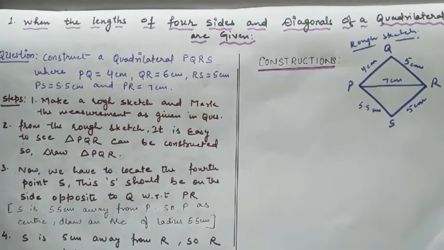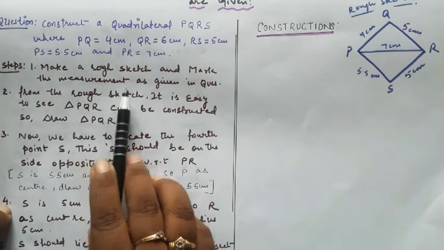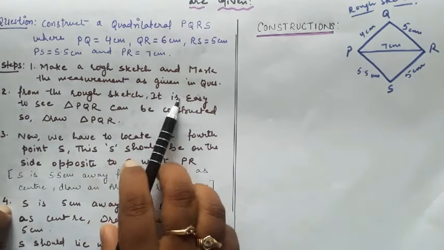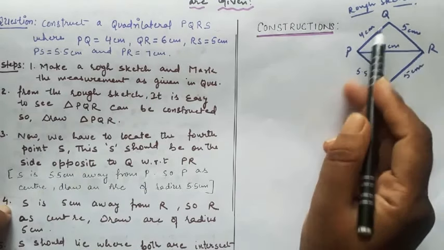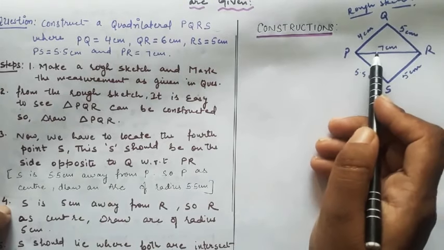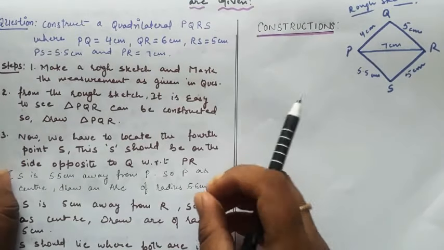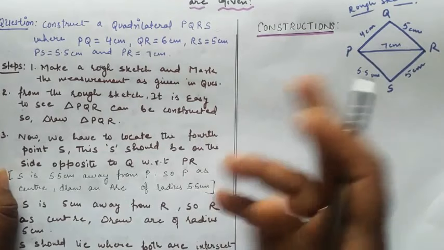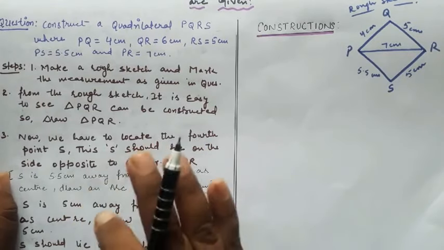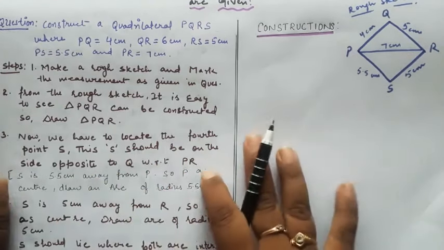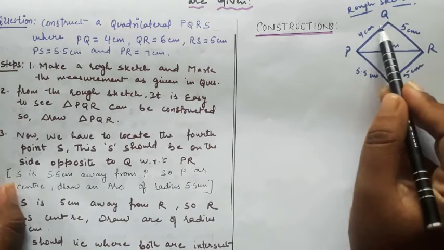Now let's move to the second step. From the rough sketch, it is very easy to see that triangle PQR is in the form of triple S, that is side, side, side, so it is quite easy for us to construct. As in class 7, it has been taught how to construct a triple S condition triangle. If you don't know, no need to worry, I am just explaining it again. First of all, we will try to make this triangle PQR.